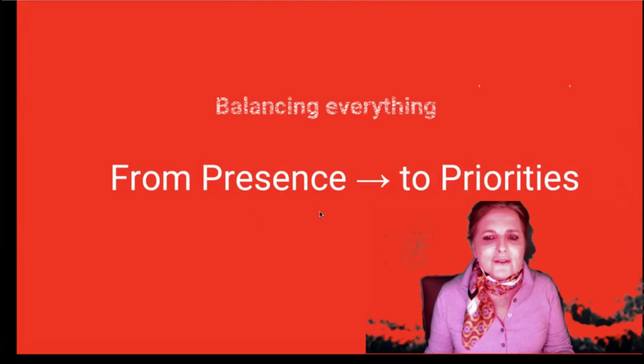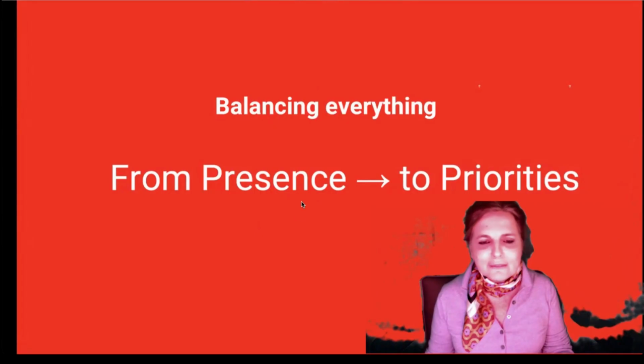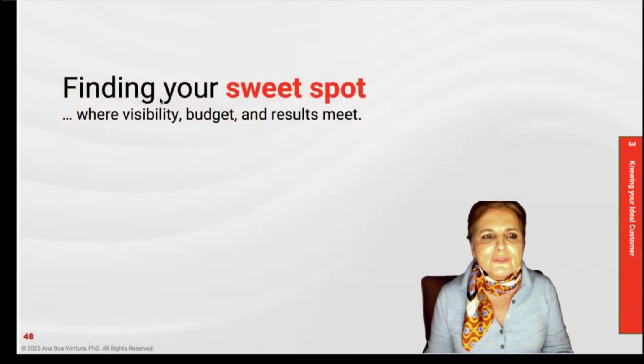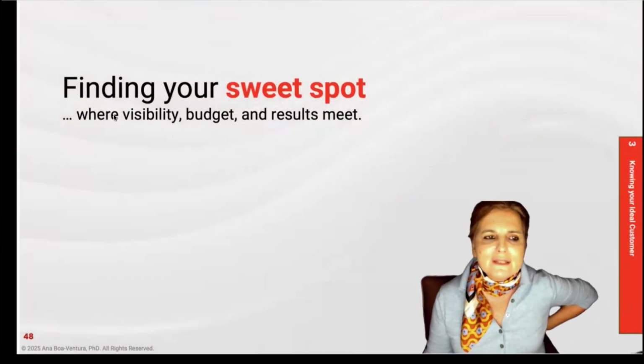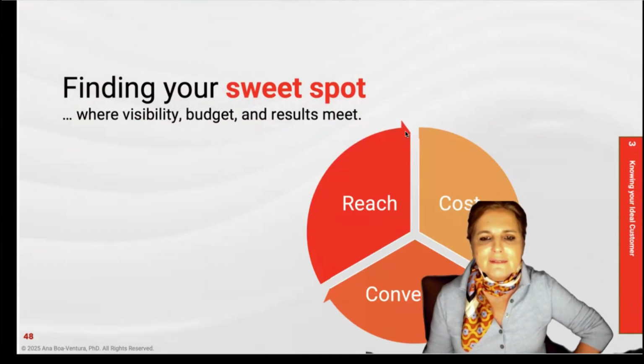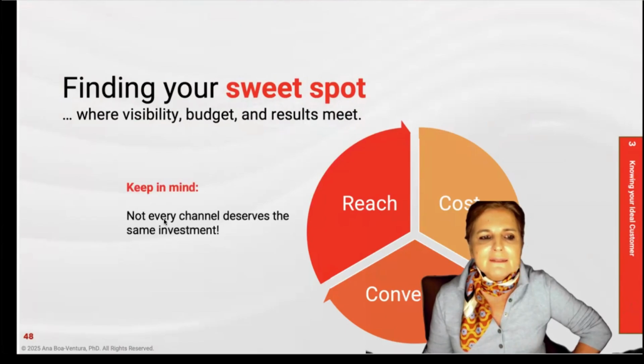So from presence to priorities, let's think, how can we balance everything that we've been talking about? How can we balance reach, cost, and conversion potential, right? Well, it's important to find your sweet spot where that visibility, the budget, and the results meet. So you've got your diagram here with the reach, the cost, and the conversion. And keep in mind that not every channel deserves the same investment, right? As we saw, you need to see what is really worth it for you to invest in.